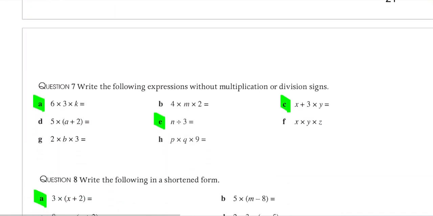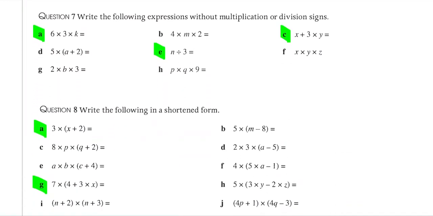Okay, question 7, more multiplying. So if we have two numbers, we multiply those together. 6 times 3 is 18, and any letters we'll collect at the end. So 18k.